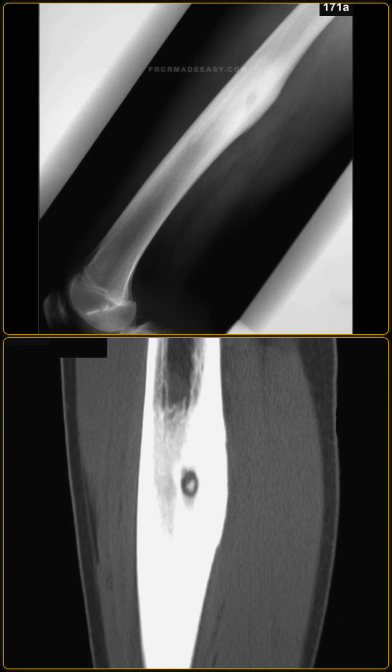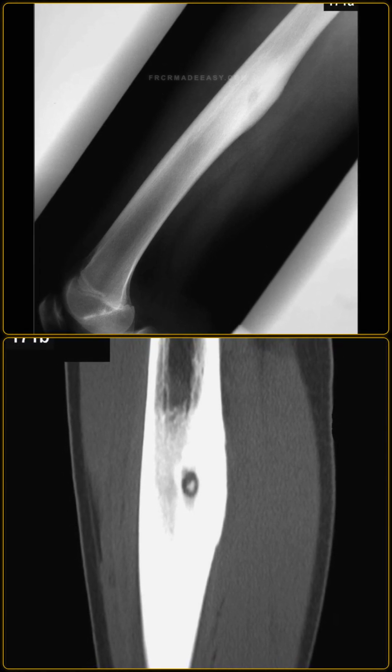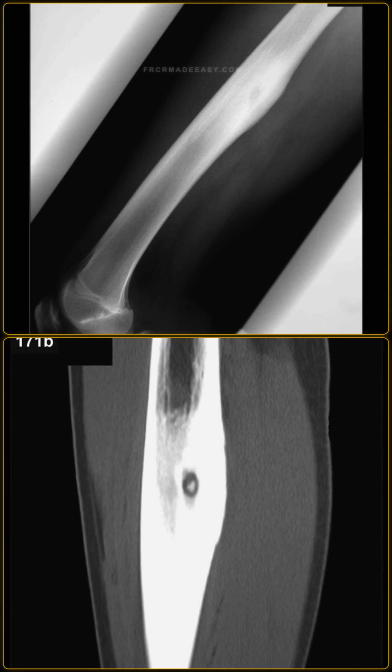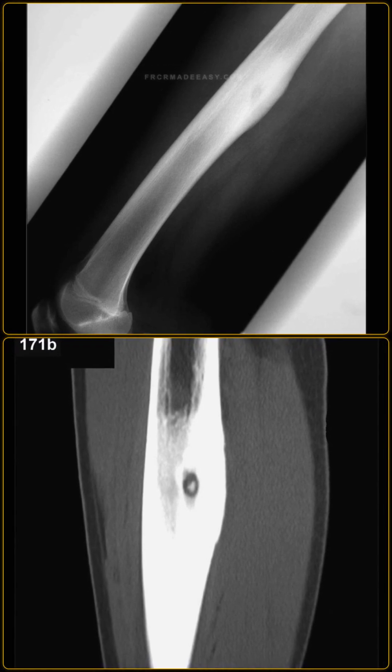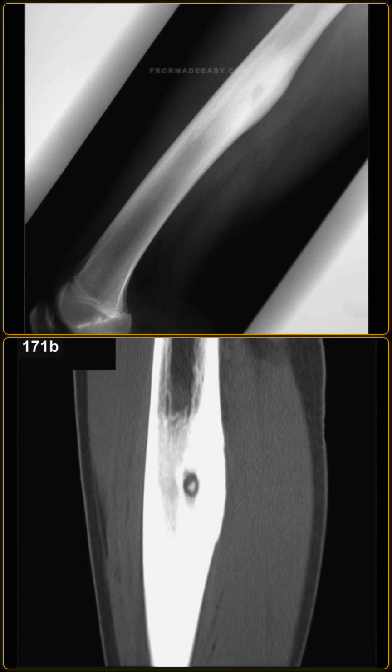Finally, I would recommend referring the patient to interventional radiology for CT-guided radiofrequency ablation, which is the modern standard of care and has a success rate exceeding 90%.